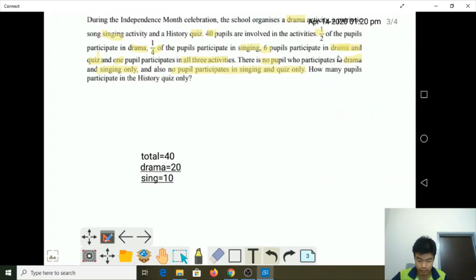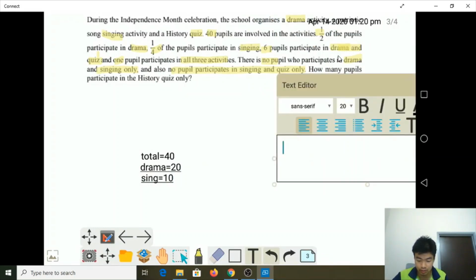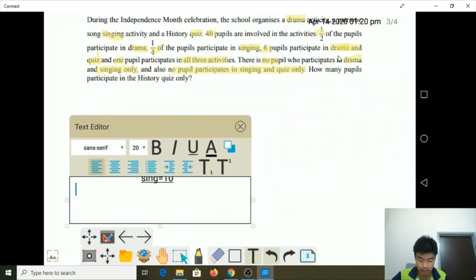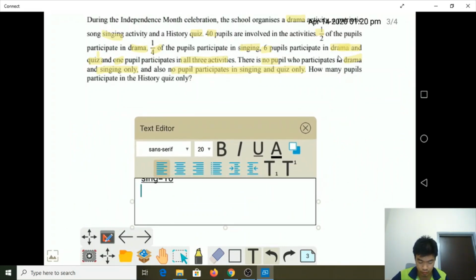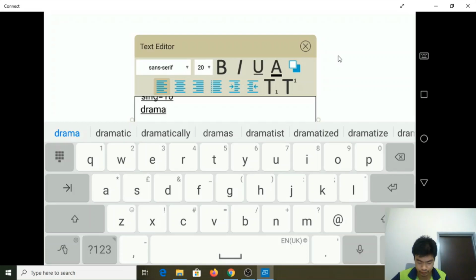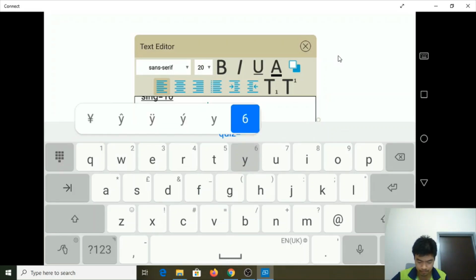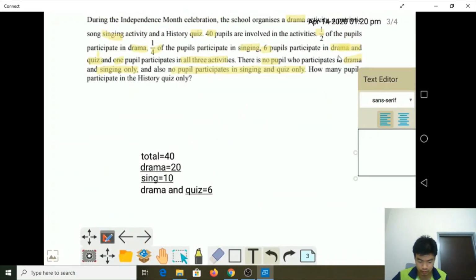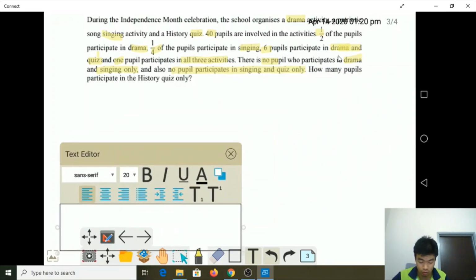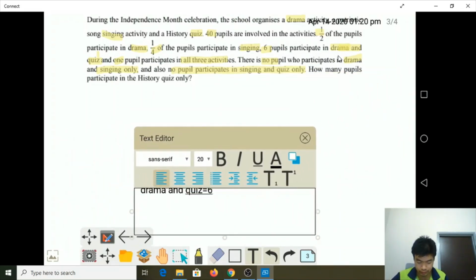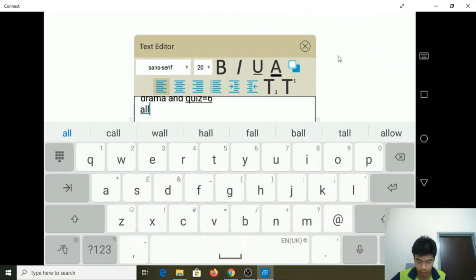Singing is 10. Next, 6 pupils participate in drama and quiz. Drama and quiz equals 6, right? What else? 1 pupil participates in all 3 activities. All 3. Let's type all equals 1, right? There we go.